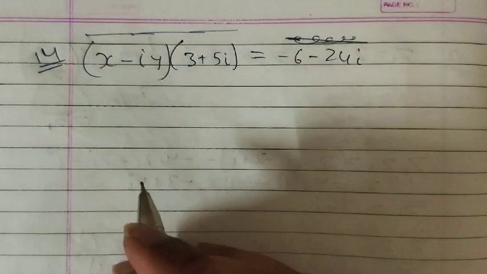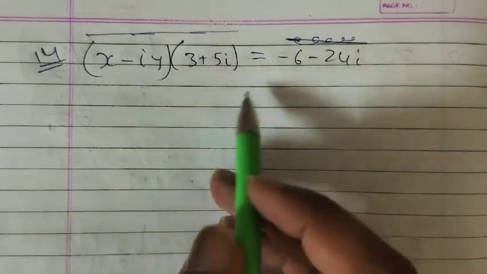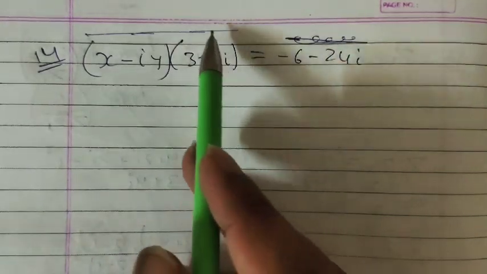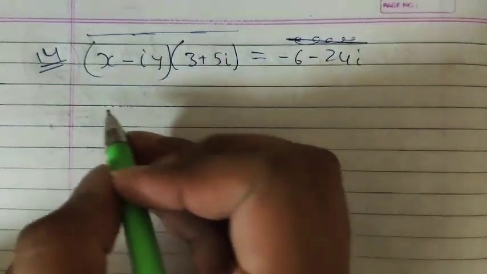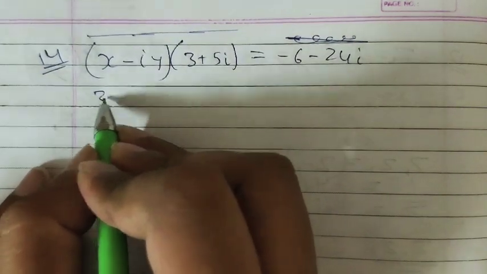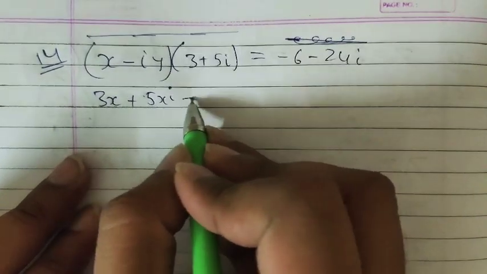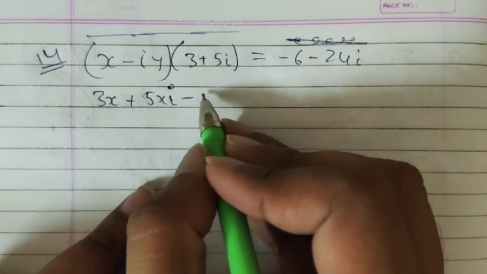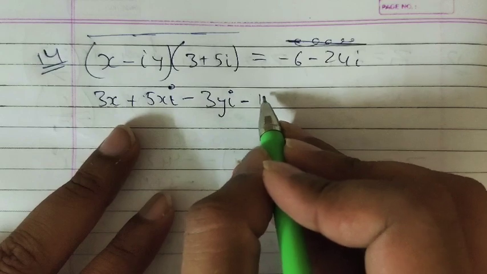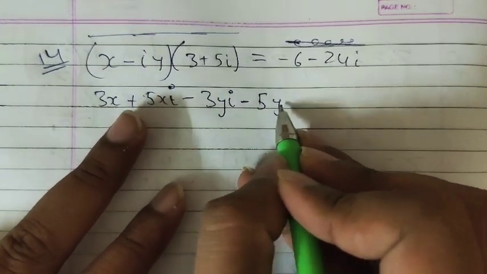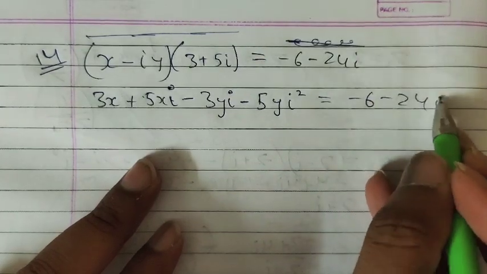Now in question number 14, it is given: find the real numbers x and y if this expression is the conjugate of this. Conjugate means bar, so we can say this bar is equal to this expression. So let's simplify. 3x plus 5x iota minus 3y iota minus 5y iota square is equal to minus 6 minus 24 iota, right?